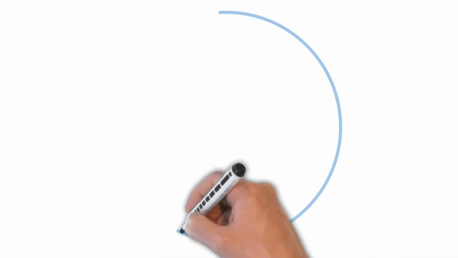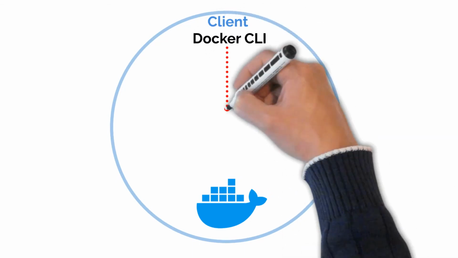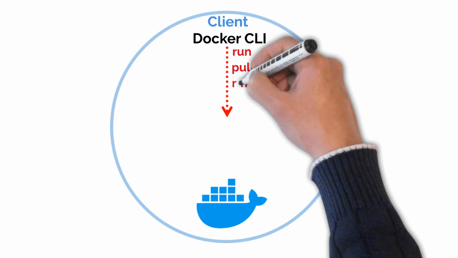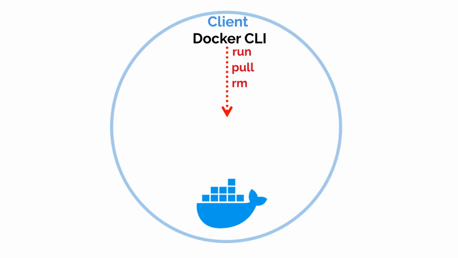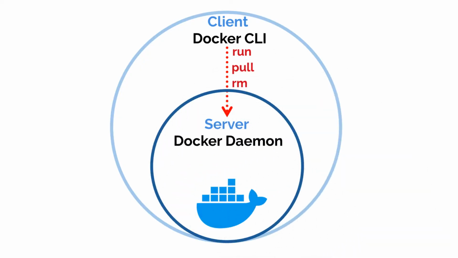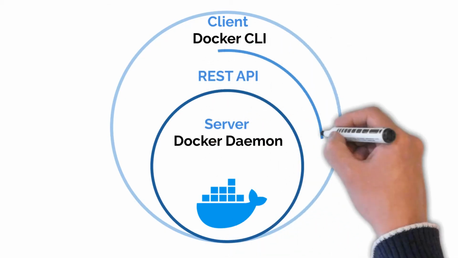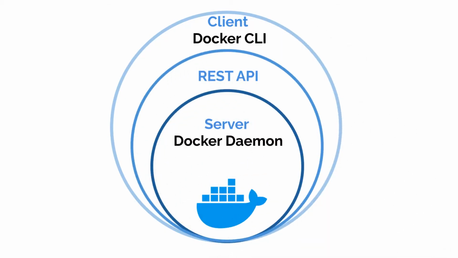So now let's look at how Docker's components communicate internally. When a user sends a request, such as running, pulling, or removing an image, it first goes to the Docker client, or the Docker CLI. The client then forwards the request to the Docker daemon, also called dockerd, which is the core of the Docker platform, handling all operations. The client and daemon communicate via the REST API. The daemon exposes endpoints that the client interacts with to manage containers, images, networks, and data volumes.